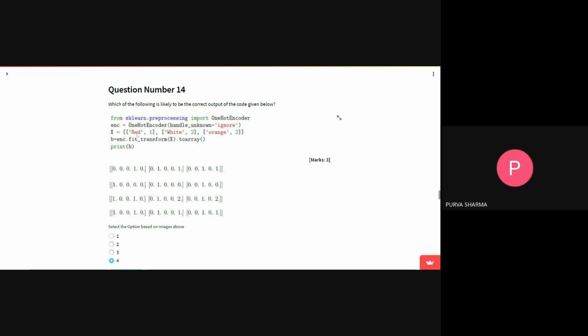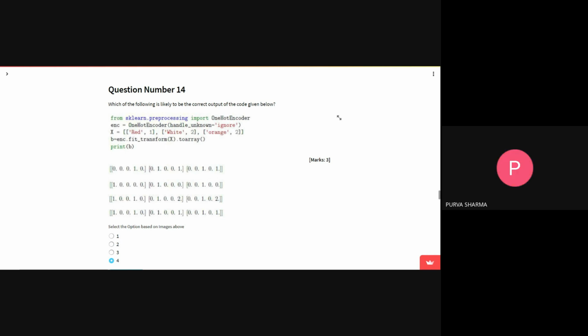Yes, ma'am. So it will create different features, which are red, white, and orange. These 3 features will be created. Then it will move to the second column, which is this 1, 2, 2. Looking at these values, it will create 1 and then 2. So now in total we have 5 new features. Right? Yes, ma'am.